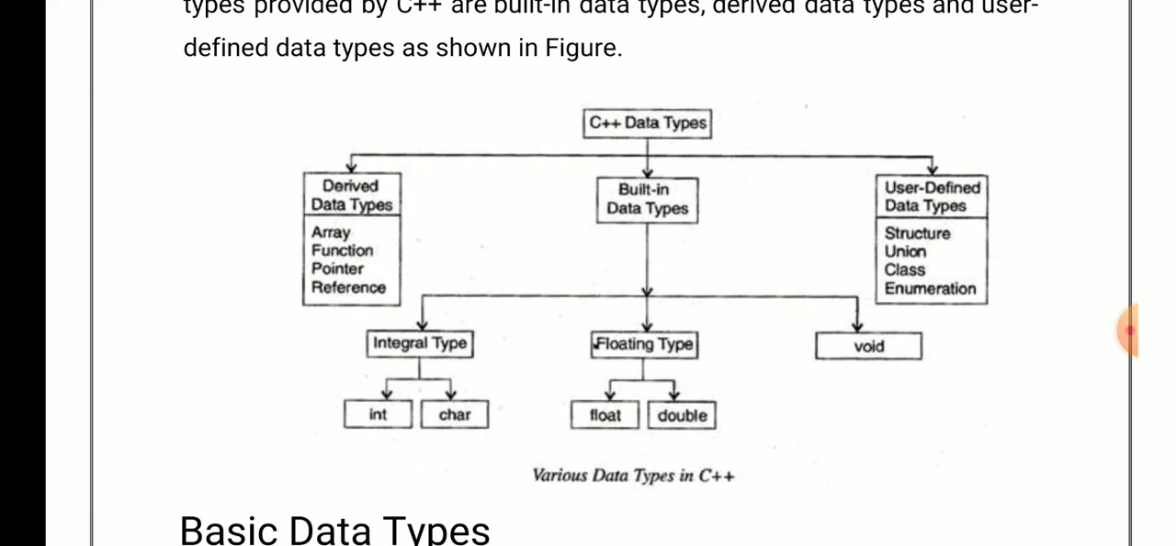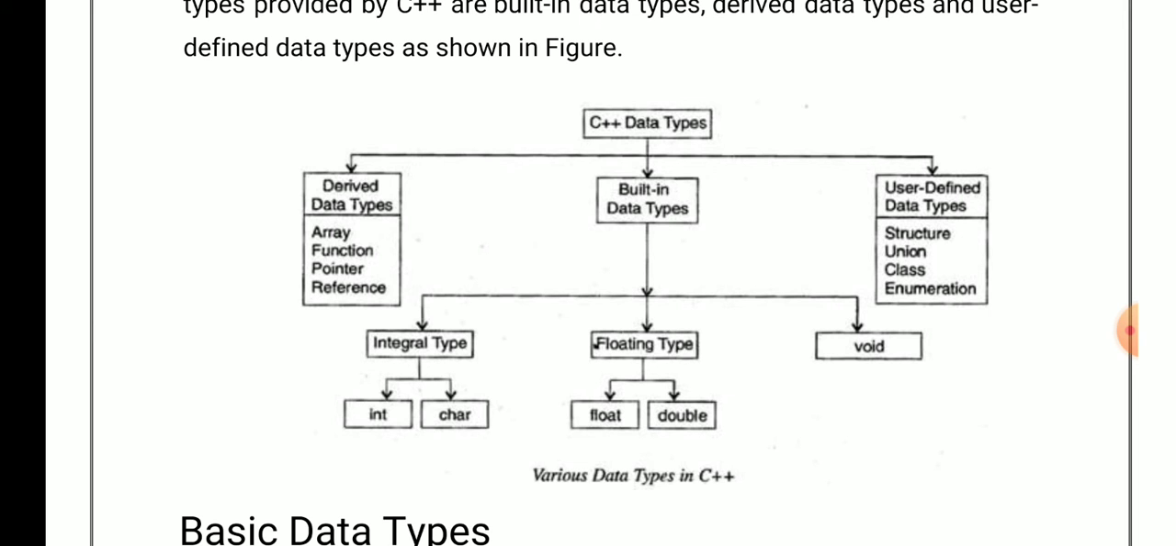Sometimes the user can declare a data type according to their requirement. Such data types that come under user defined data types are structure, union, class, enumeration. Then we also have derived data types, which are derived from the previous built-in data types. Derived data types are array, function, pointer, references. So these are the data types which are derived from those data types that are already defined in the library of the compiler.